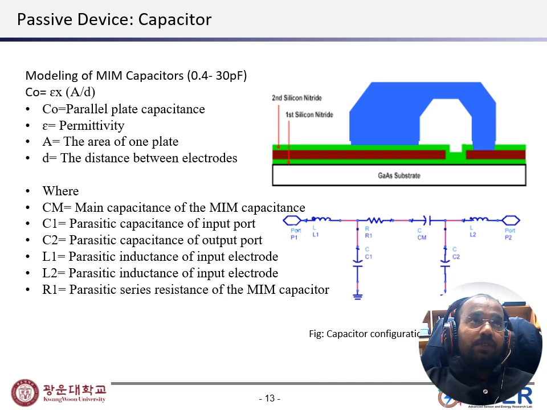Now while talking about the passive devices, we have different passive devices: capacitor, resistor, and inductor. Modeling of the MIM capacitor. We have different parameters for modeling. We have parallel plate capacitance. We also have to consider the permittivity, the area of the plate, and the distance between the electrodes.